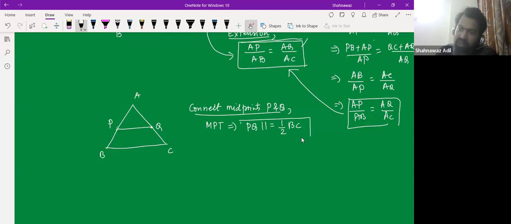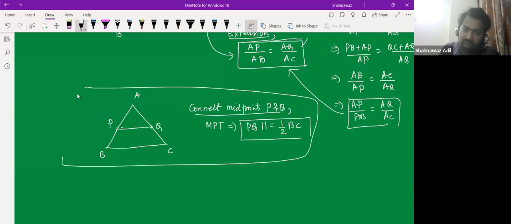So this was the midpoint theorem. If you join the midpoints of two adjacent sides, that would be parallel to the third side, and that would be half of the third side. So that was the MPT, right, guys? Do you guys remember that? Yes, sir. But we'll not need this thing, right?